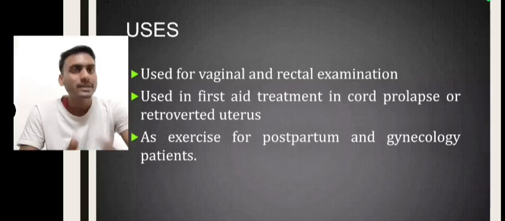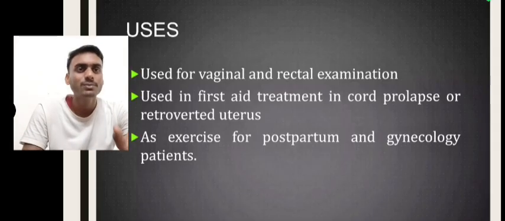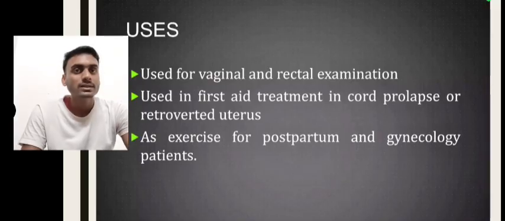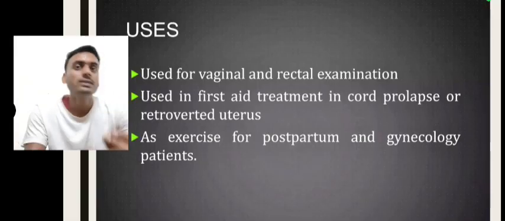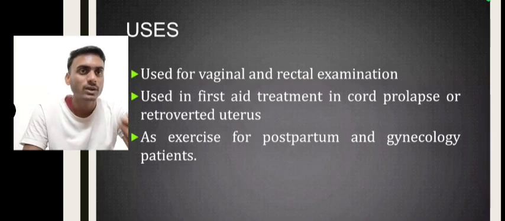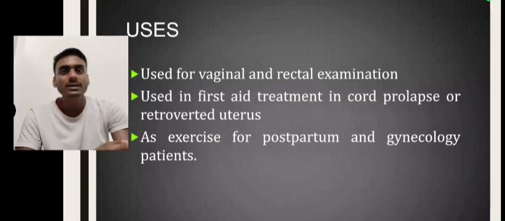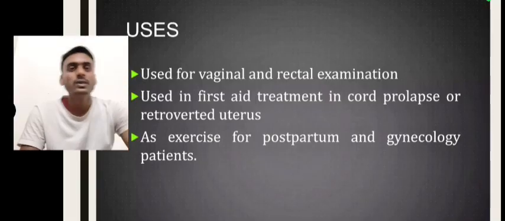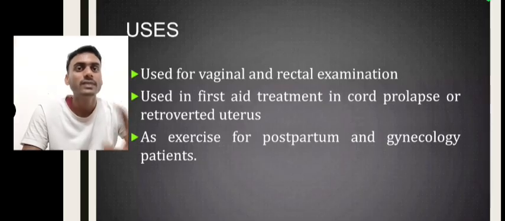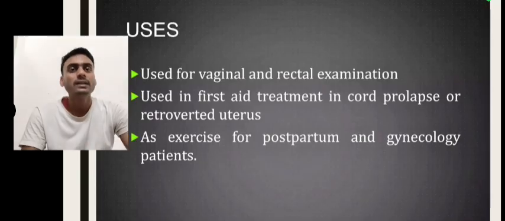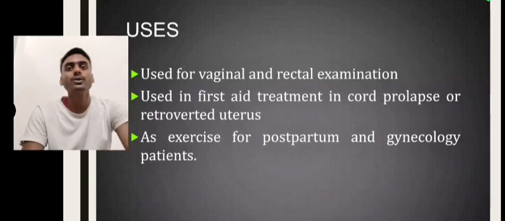Used for vaginal or rectal examination, and used in first aid treatment in cord prolapse. Cord prolapse, you just understand, during pregnancy, during delivery time, the fetus's umbilical cord comes out through the cervix, so it might prolapse. This kind is known as cord prolapse, or a retroverted uterus. When the uterus location is opposite, towards the spine, at that time you call it a retroverted uterus. And as an exercise for a postpartum or gynecological patient, at that time you suggest the knee chest position.